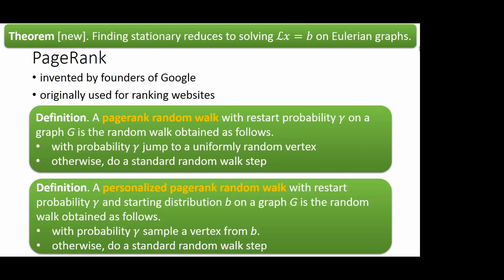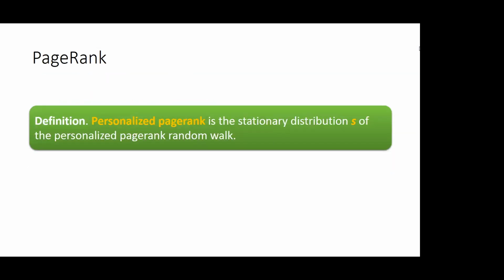Now we can define a personalized PageRank random walk. A personalized PageRank random walk with restart probability gamma and starting distribution B on a graph G is the random walk where with probability gamma, you sample a vertex from B and otherwise do a standard random walk step. So the only difference between these two definitions is that instead of jumping to a uniformly random vertex with probability gamma, we jump to a vertex sampled from the distribution B. And then the personalized PageRank can be defined as the stationary distribution S of the personalized PageRank random walk.